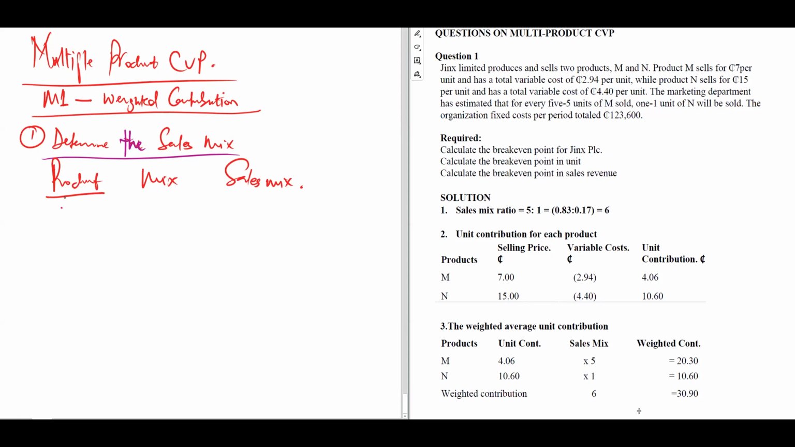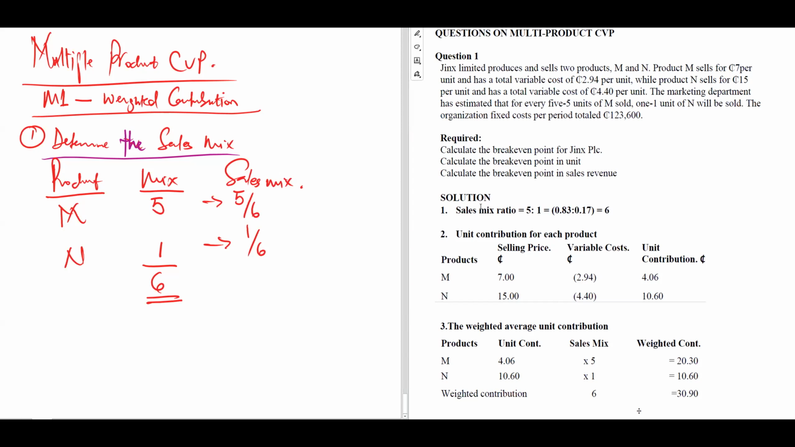What is the mix? Yes, sir. Take M and N. How much do we sell? If we sell 5 of M, we sell 1 of N, right? That makes a total of 6. Do you agree? That means our sales mix is 5/6 for M and 1/6 for N. Do you get it? Is it understood?